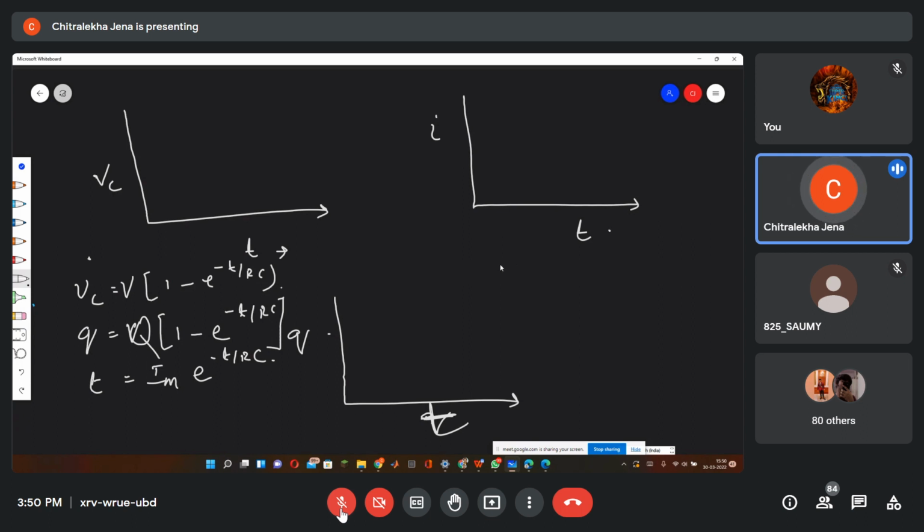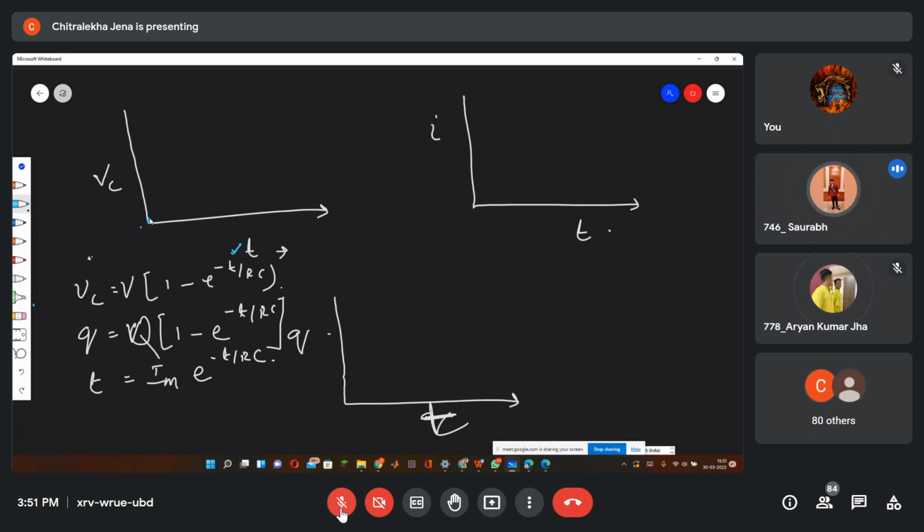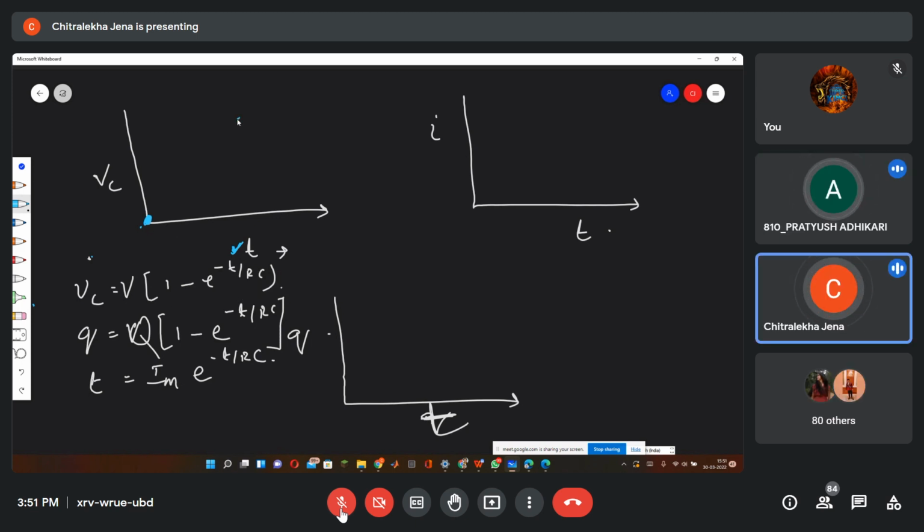Now you have the condition at t equal to 0. What are the values at t equal to infinity? Substitute t equal to 0 here. What is the value of VC you are getting? Zero. Now put t at infinity. VC equals capital V. So it is exponentially rising from 0 to capital V at infinity.